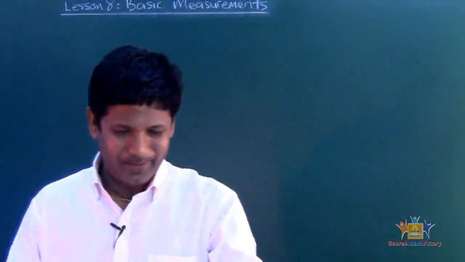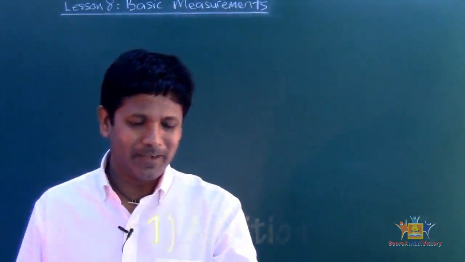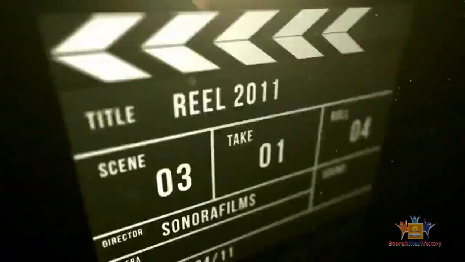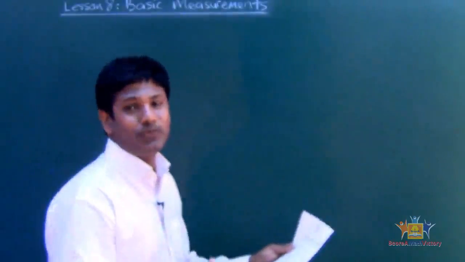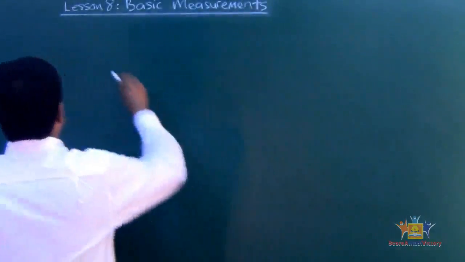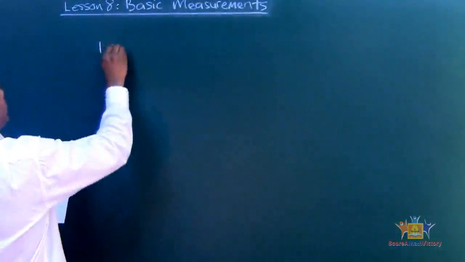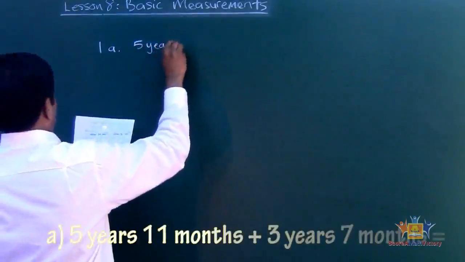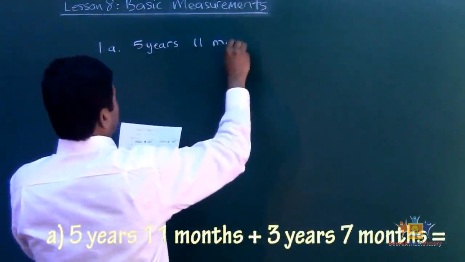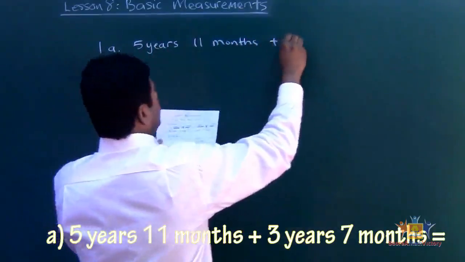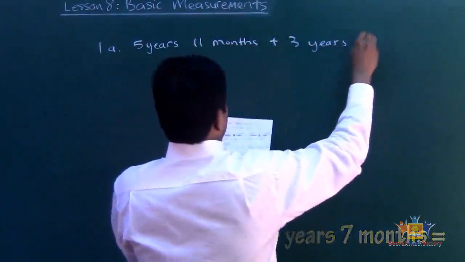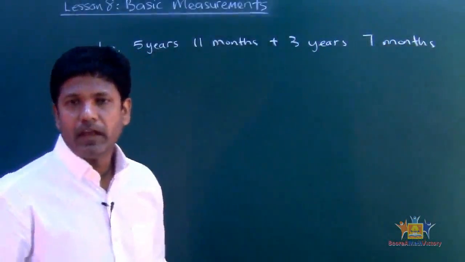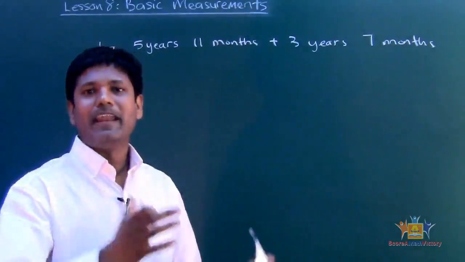Oh, good. Well, it looks like you have 4 problems with 2 on each. Okay, good. The first one is the addition, okay? So let's do that, addition. Let's do the first one, 1A. You're given 5 years, 11 months, and you're adding it with 3 years and 7 months. So what should be our first step? Lining them up.